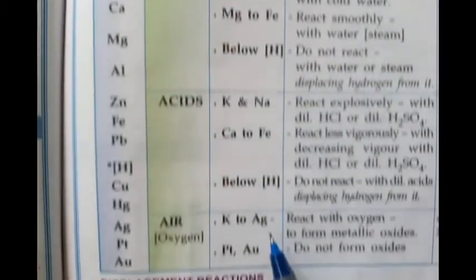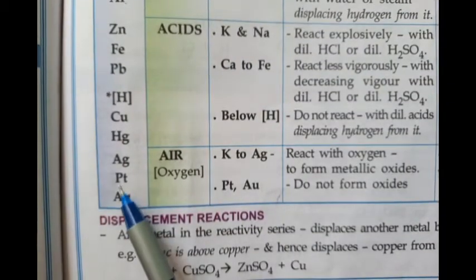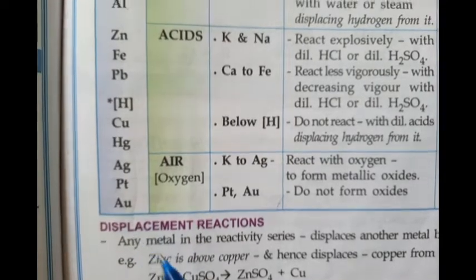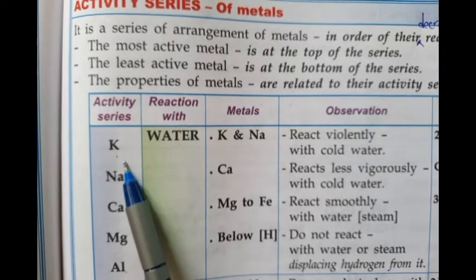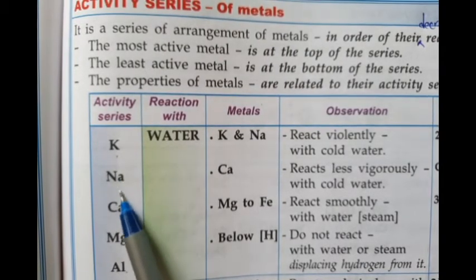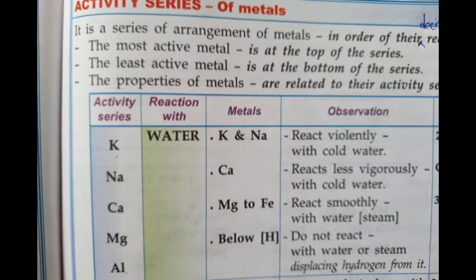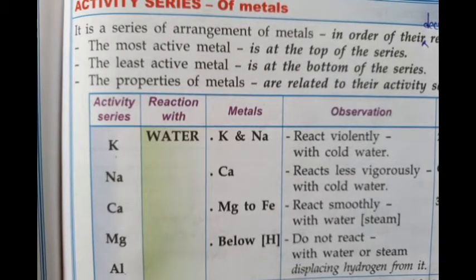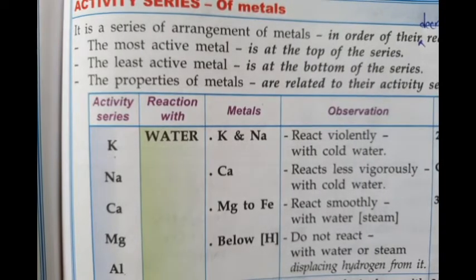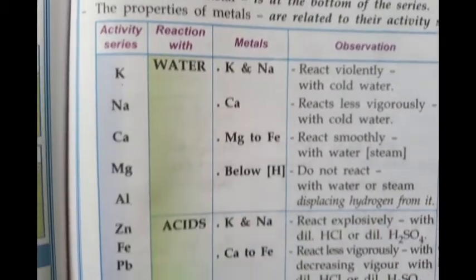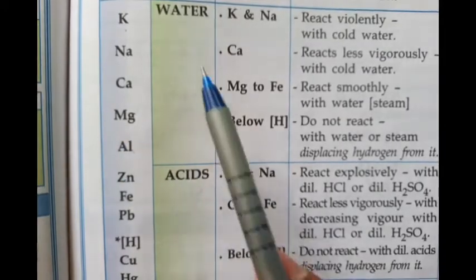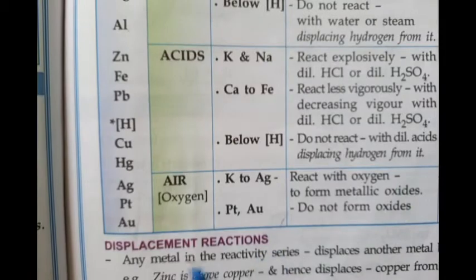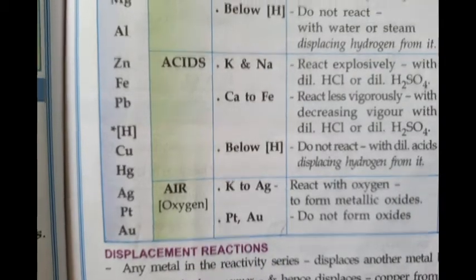That means at the bottom we have gold, platinum, silver, mercury, copper. These all are least reactive metals, and at the top you see potassium, sodium, calcium. These all are highly reactive metals. Okay students, now let us see how they react with water, acid, and air, that is oxygen.